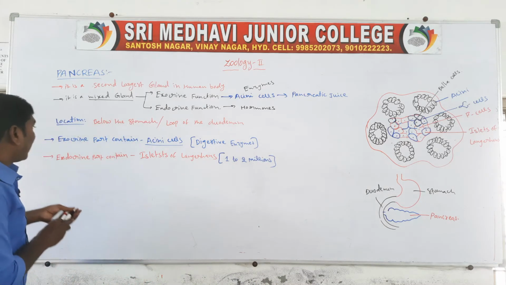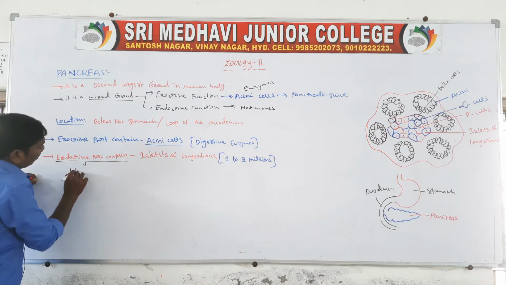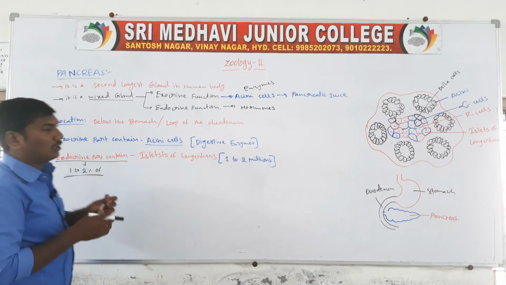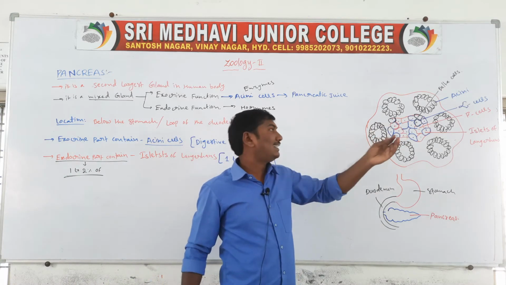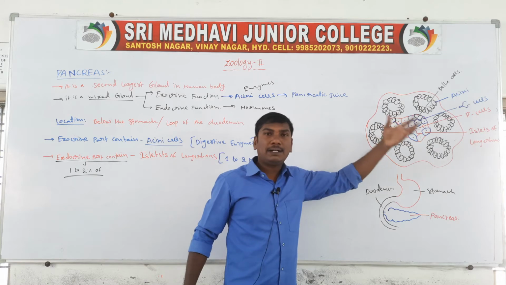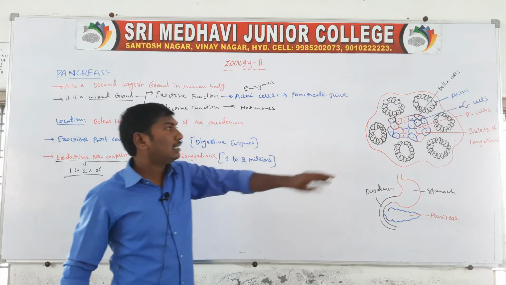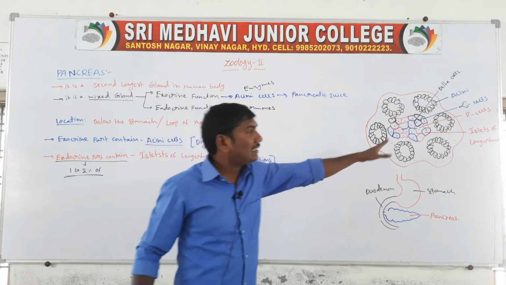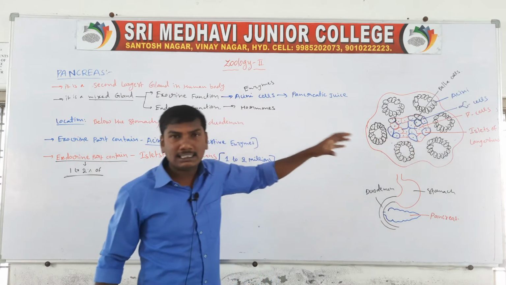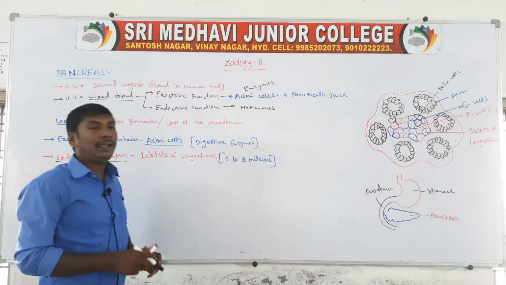Next, the endocrine part makes up only 1 to 2% of the total pancreas. The remaining part is completely exocrine. The endocrine part contains the islets of Langerhans, 1 to 2 million of them in the pancreas.